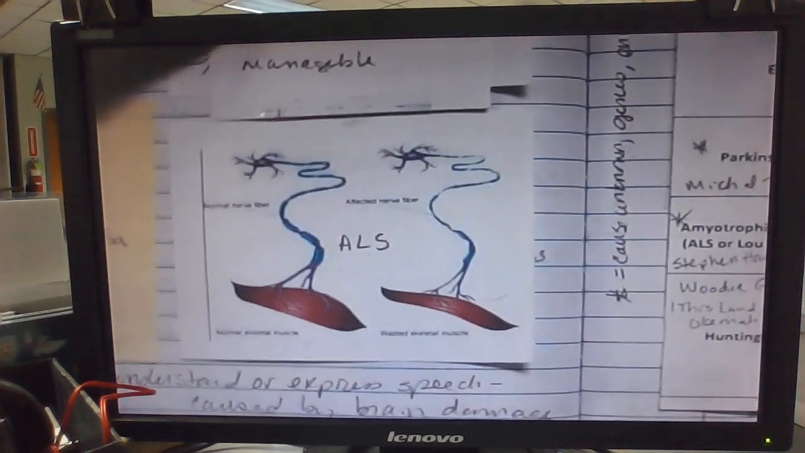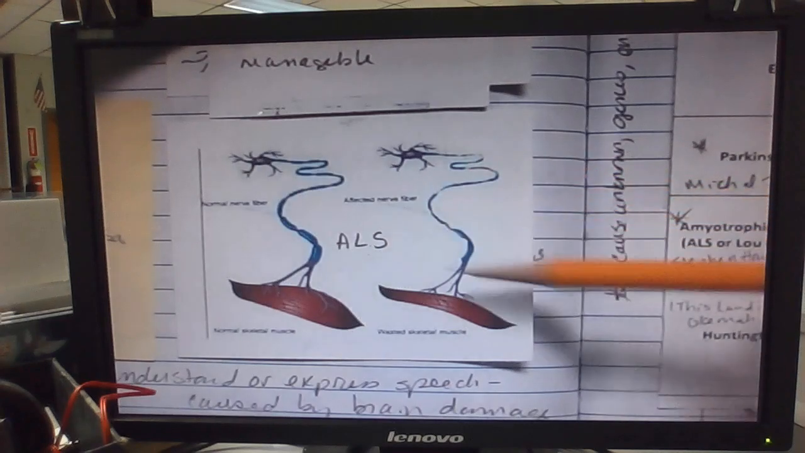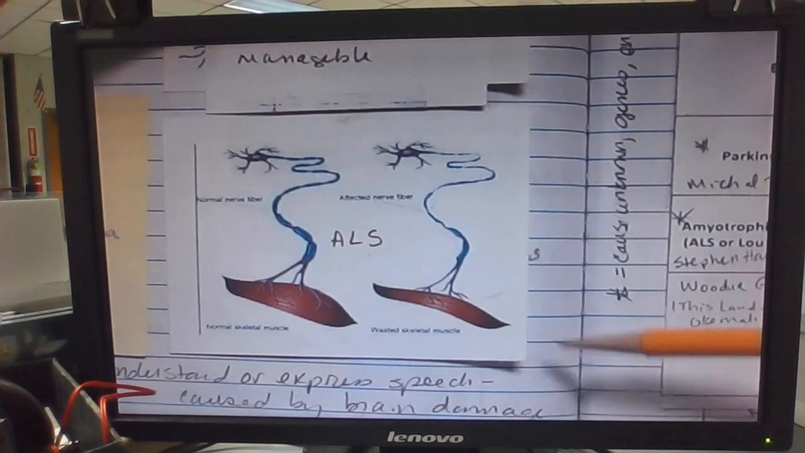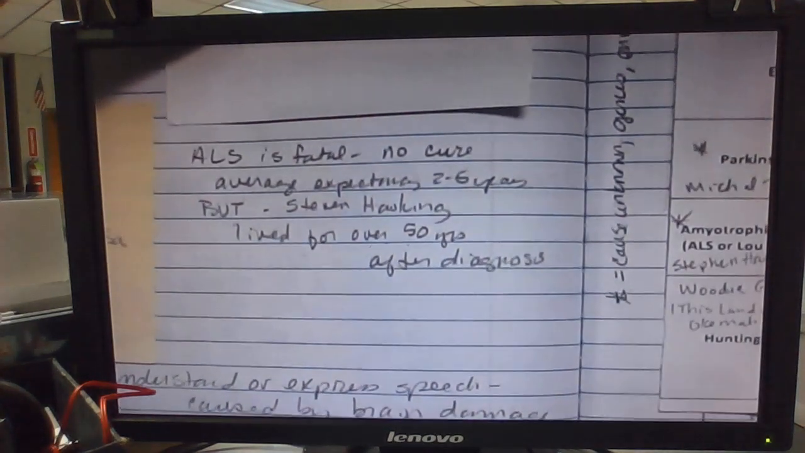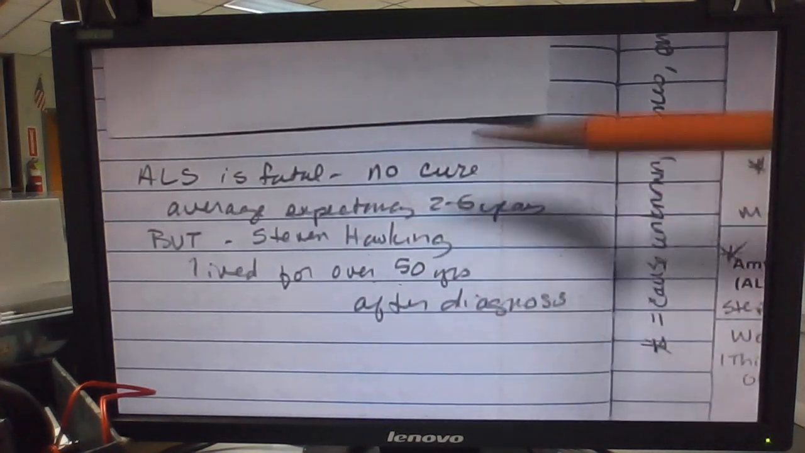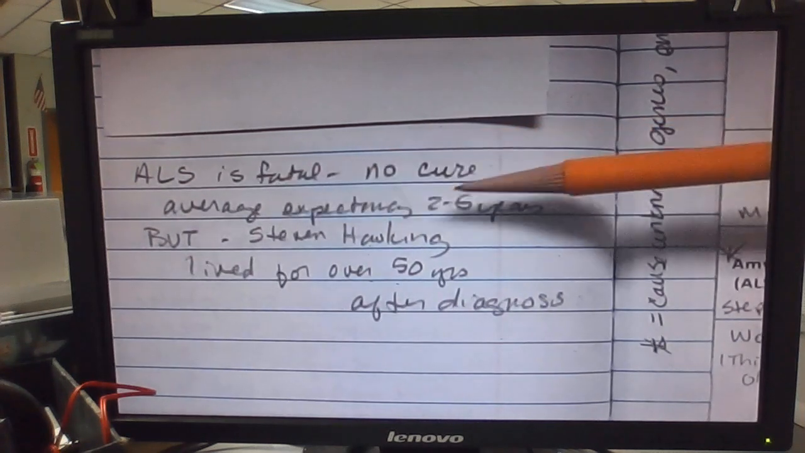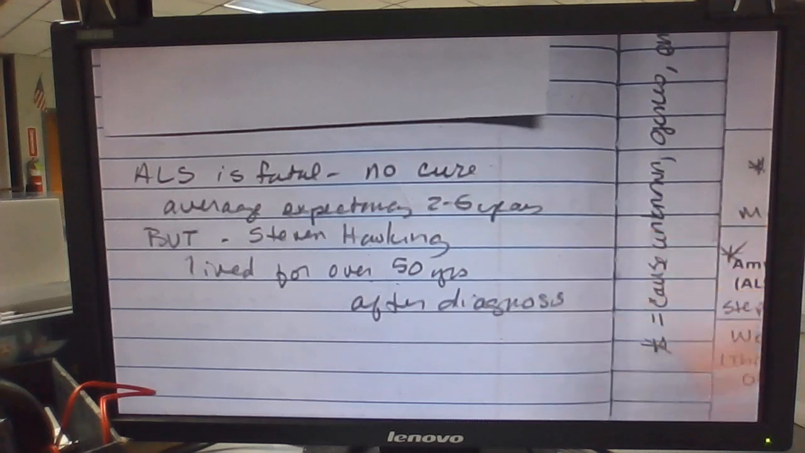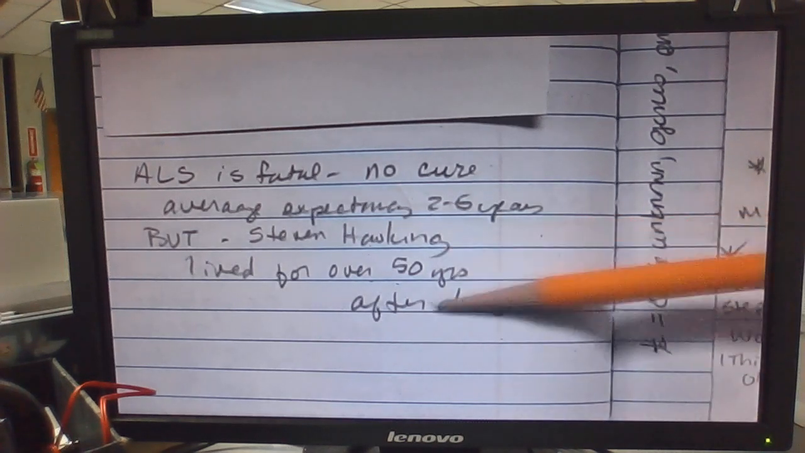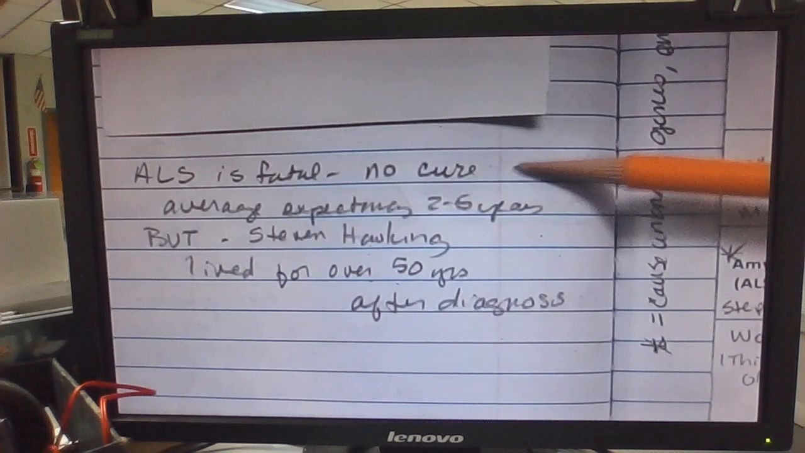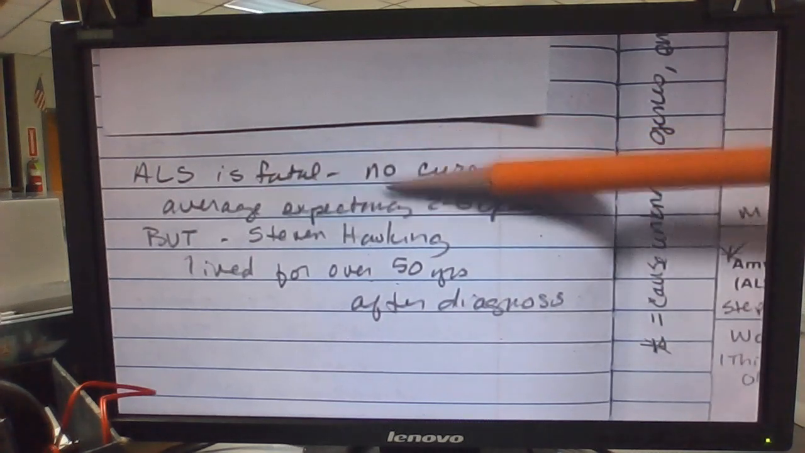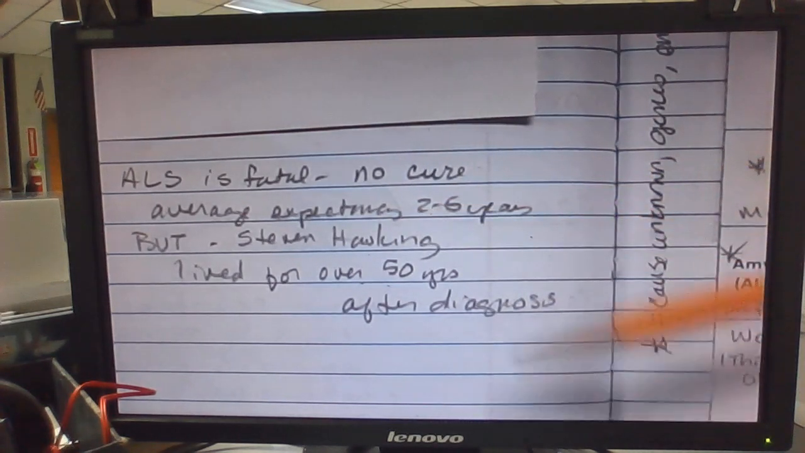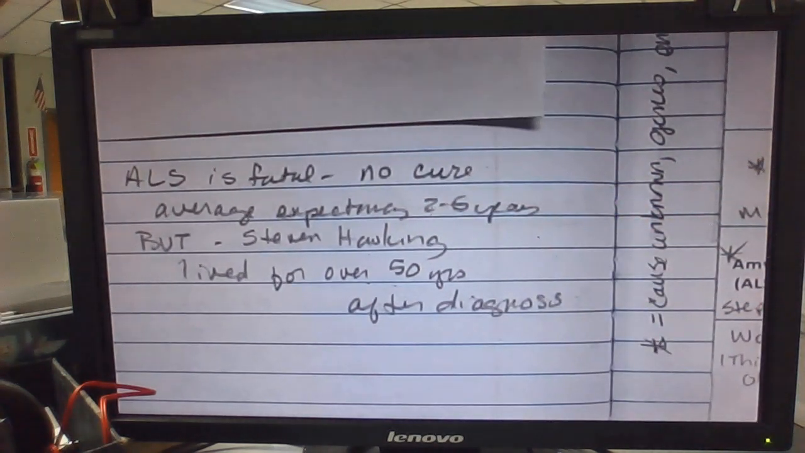ALS was degeneration of the neuron, the motor neuron. So here's a healthy neuron, and here's a neuron that's wasting away. ALS is fatal. There is no cure. The average life expectancy is 2 to 5 years, but Stephen Hawking lived for over 50 years after diagnosis. He was an amazing case.